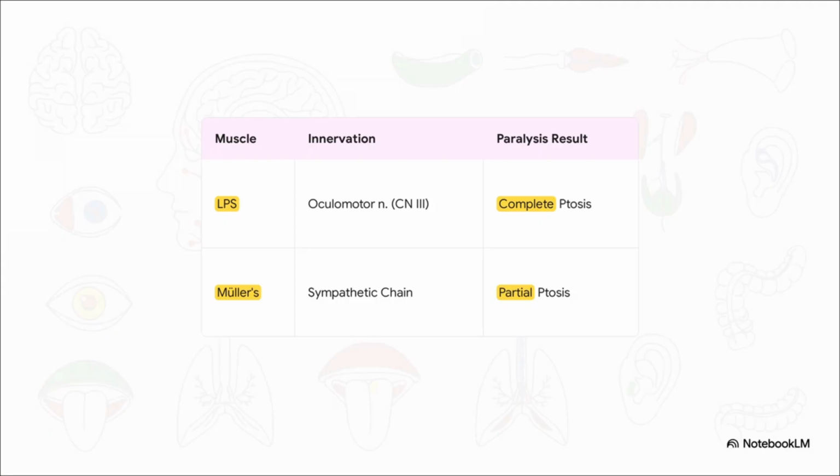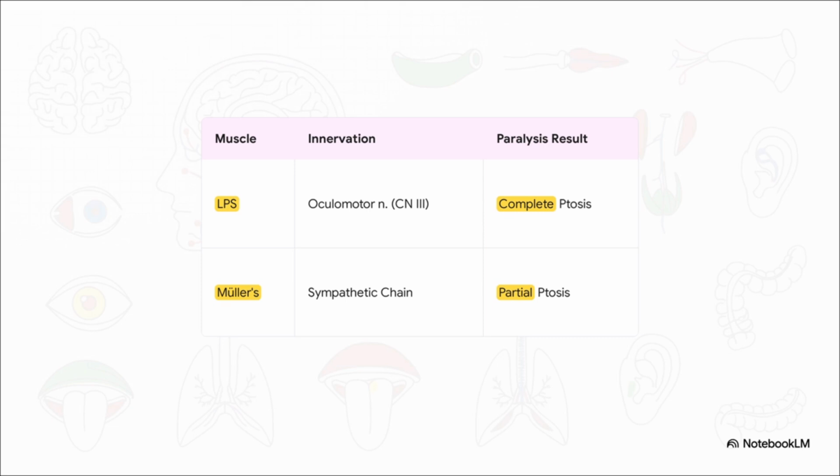Okay, so why is the ptosis only partial in Horner syndrome? This is a really crucial distinction to understand. The eyelid actually has two muscles that lift it. The main workhorse is the levator palpebrae superioris. It's a skeletal muscle and it's innervated by the oculomotor nerve, CN3. If you damage CN3, you get a complete severe ptosis. The eyelid is practically shut.